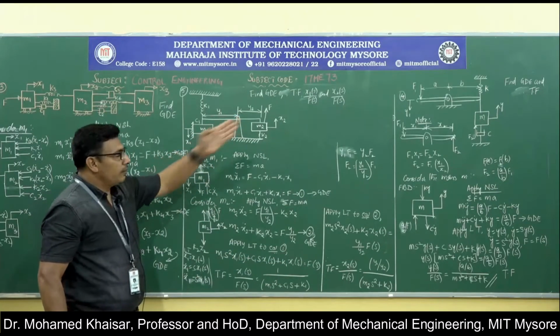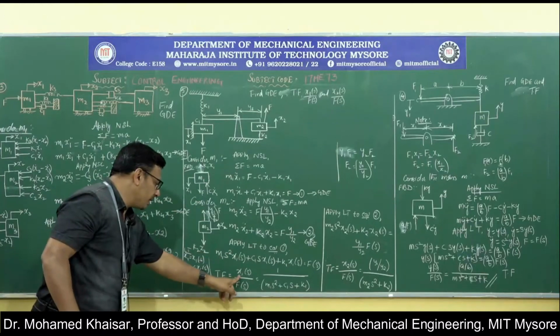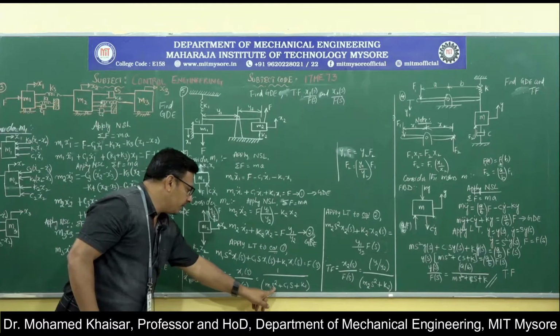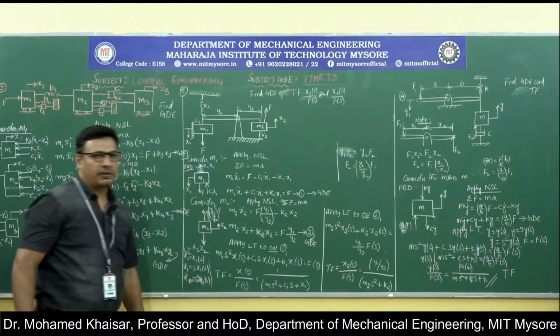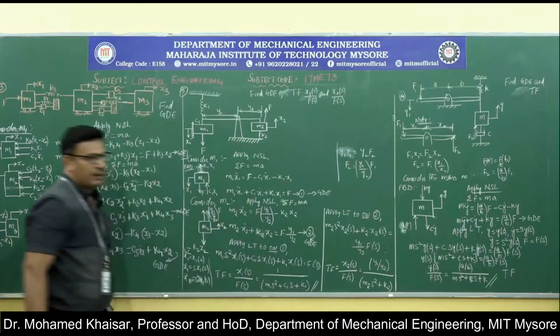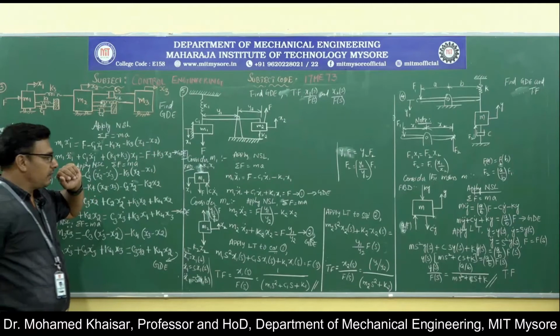Now, what is asked to be found out? x1 of s by f of s. So, if we just cross multiply, we will get x1 of s by f of s equal to 1 divided by m1 s square plus c1 s plus k1. This will be the first finding for us. First transfer function found out, x1 of s divided by f of s.